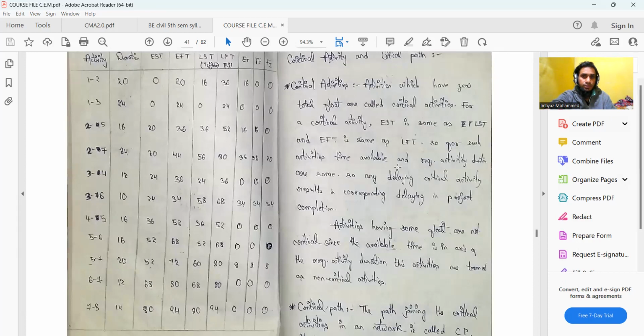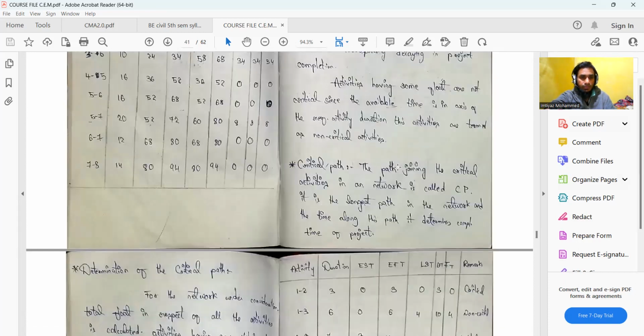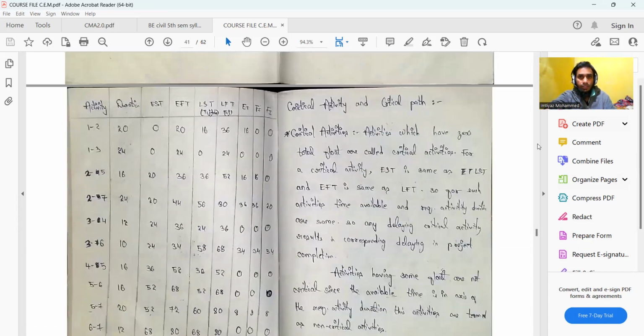Now we have the concept of critical activity and critical path. Critical activities are those activities which have a total float of zero. We have already seen how we calculate the total float. So for any activity, if we get the total float as zero, then that activity is known as a critical activity. The points to be noted are that the EST value would be the same as LST, and EFT would be the same as LFT.